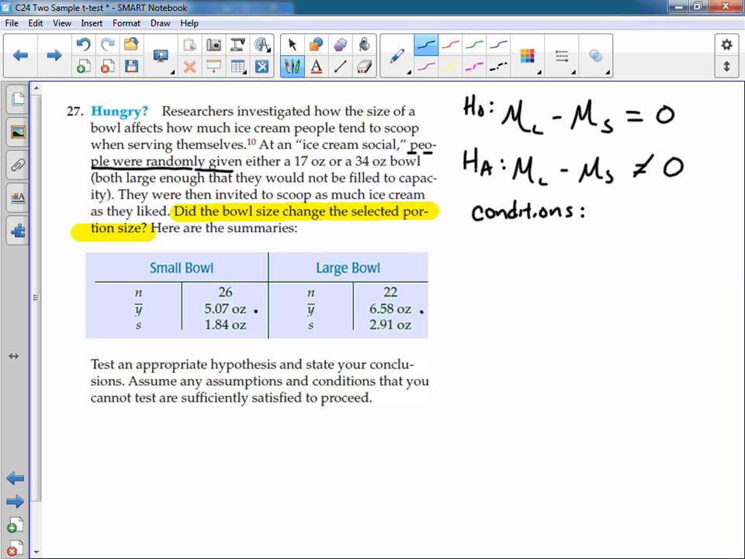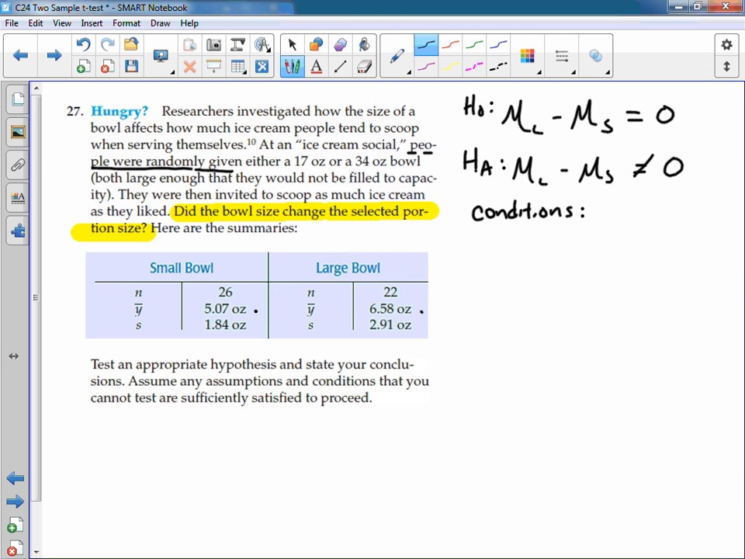So 10%. Again, see, it's weird. Let's see here, how many people? 26 people for the small bowl. It's 26 less than 10% of all people that could have received a small bowl for ice cream. That sounds weird, so you don't have to check it.